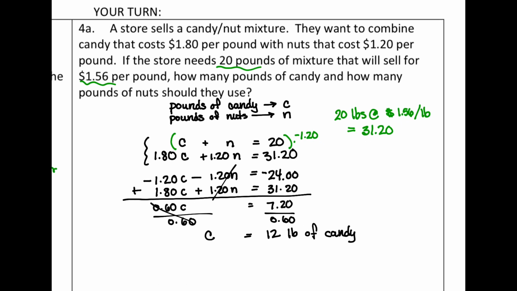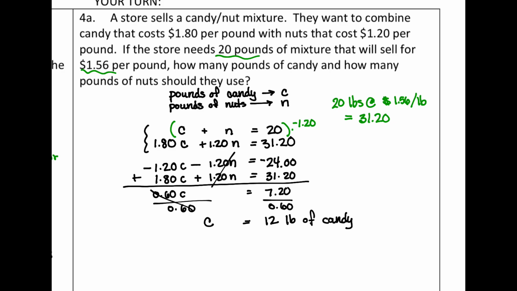And how do I find out how many nuts? We know that the two of them added together have to be 20 pounds. Okay, so what do you add to 12 to get 20? It's going to be 8. Okay, and there you have it. Okay, let's look at your next one.